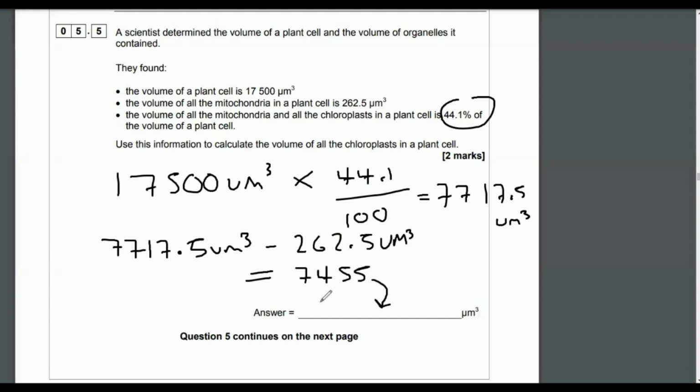Nice and easy. Hope you found that one easy. Normally the first mark's dead easy. So if you just come up with 44.1% times 17,500, you'd have got the first mark. Sometimes the second mark's really hard and needs 3 or 4 steps. This is quite an easy one. Check out my other maths videos like the one in the link here, where I go through a whole series of maths questions for A-level biology.